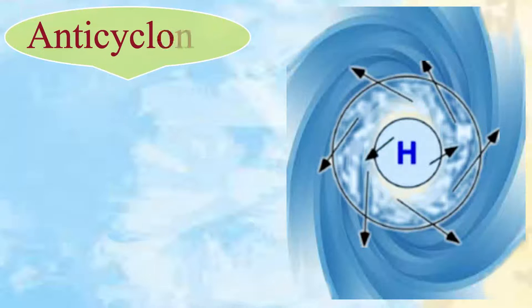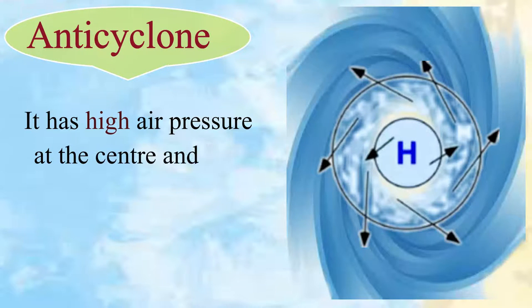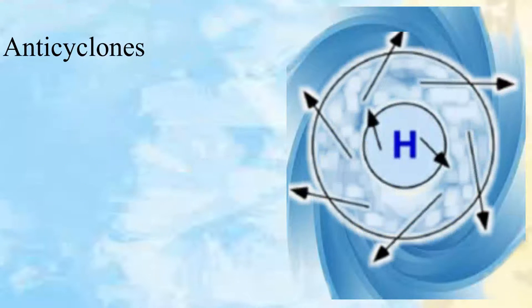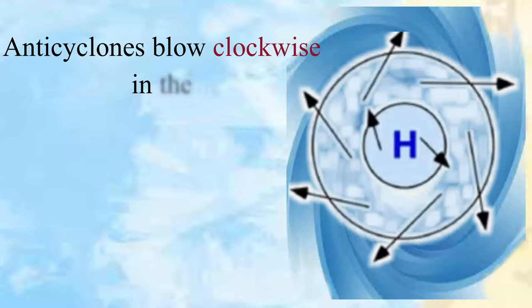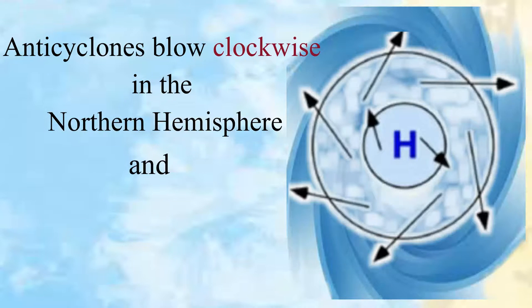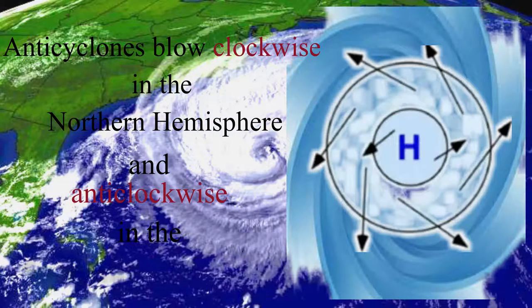An anticyclone has high air pressure at the center and low air pressure on the sides. Anticyclones blow clockwise in the northern hemisphere and anti-clockwise in the southern hemisphere.